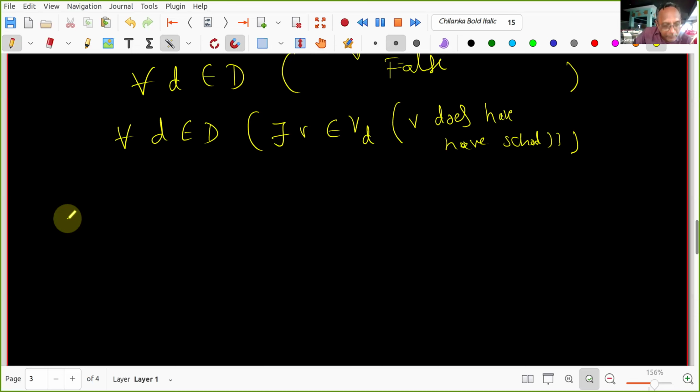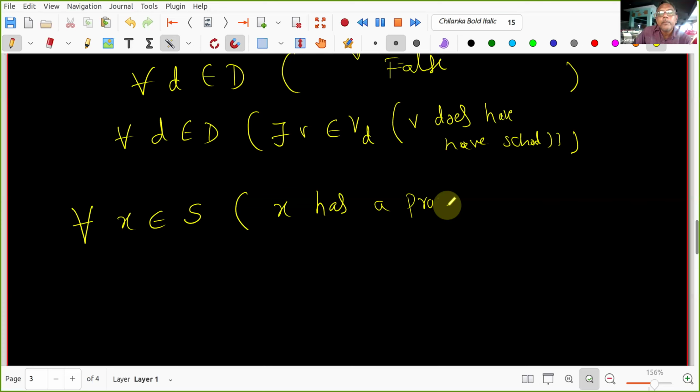So I will ask you yourself now. So I am giving you this. X belongs to some set S. X has a property P. Okay. So given any X in S, X has a property P. So what is the negation of this statement? When does it become false?